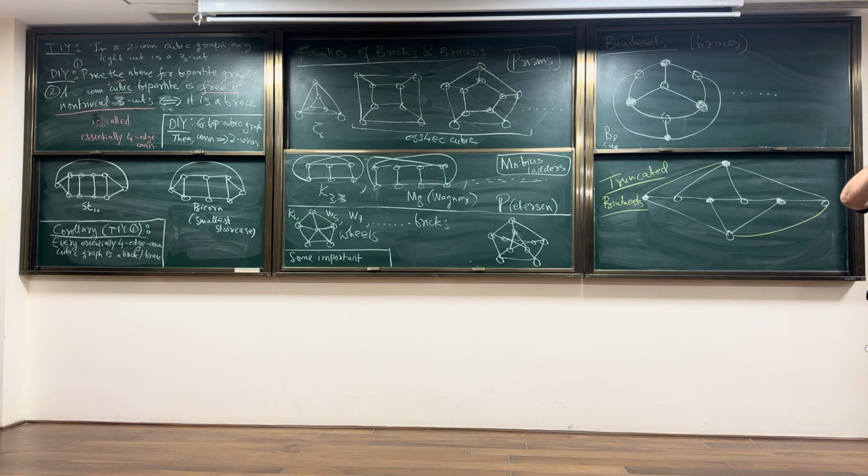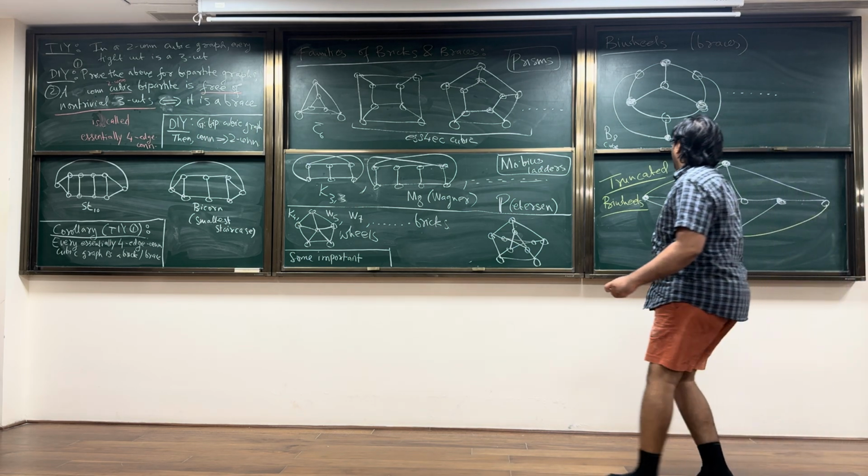Supposing I start with K4 and I want to get the prism, what should I do? The operation you're allowed is splicing. Triangular prism. Yes, I want to get the triangular prism from K4. So what should I do? I want to do splicing. What should I splice with? K4 with K4. K4 spliced with K4 gives you the triangular prism.